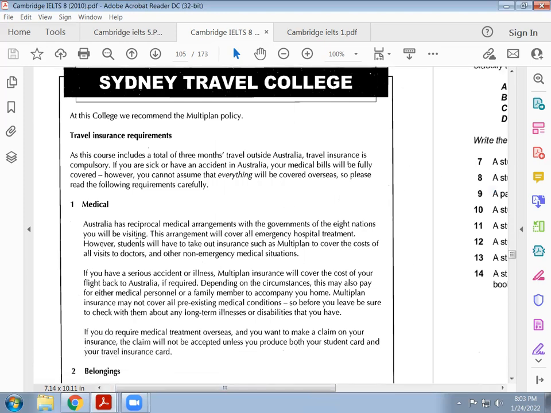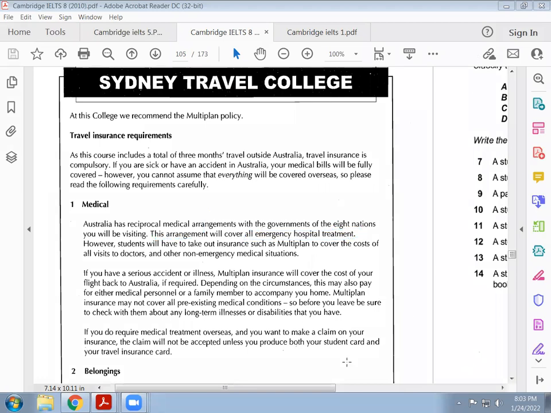So I'm searching my keywords first, like government, arrangement, etc. I have seen the word government here in the first line itself. Arrangements with governments of the nations you will be visiting. Now, which arrangement? This government arrangement will cover all emergency hospital treatment. All emergency hospital treatment will be covered by government arrangement.